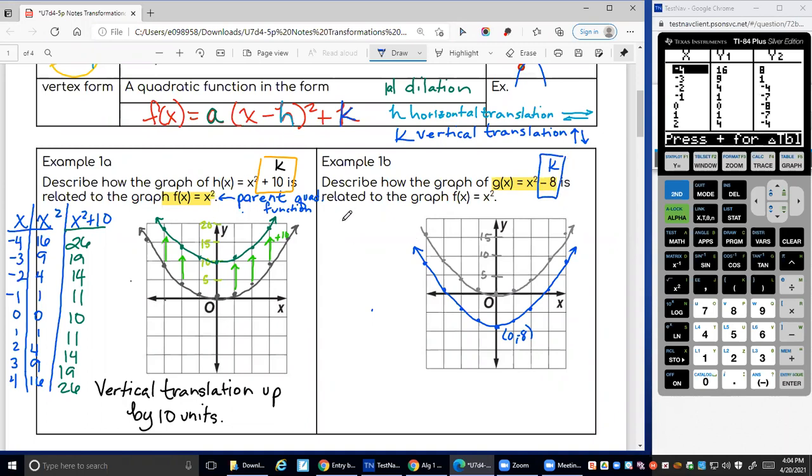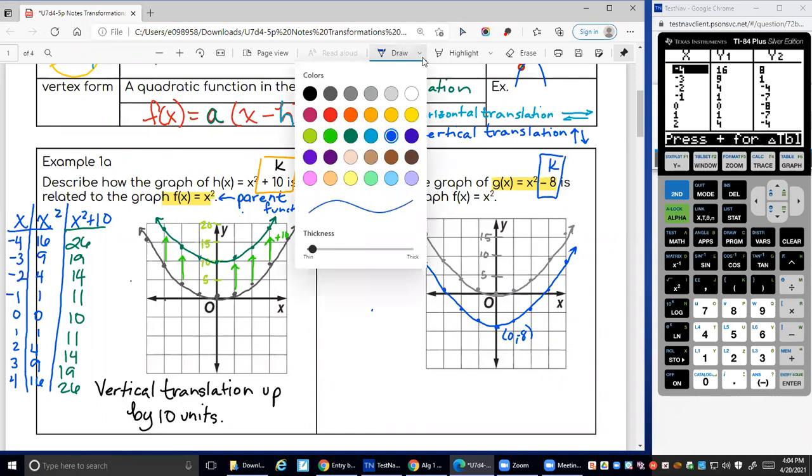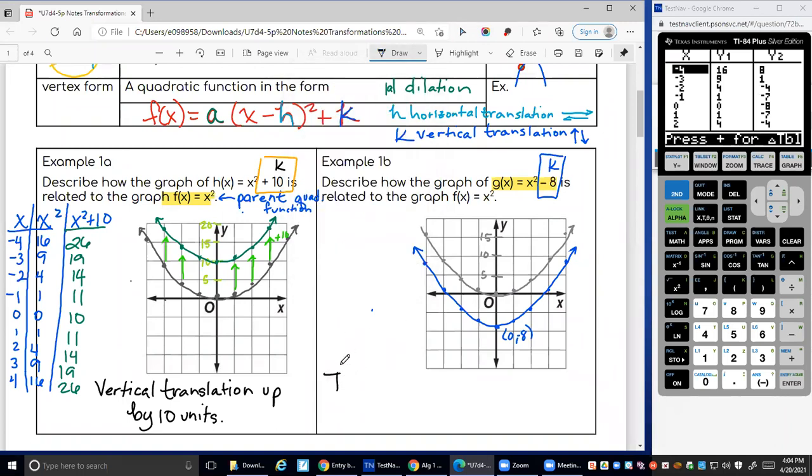And so the formal way of saying it is we're going to say that this was a vertical translation down by 8 units is how we would say that. Easy enough?